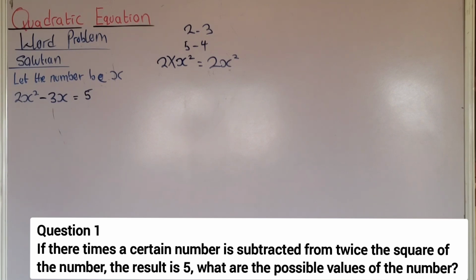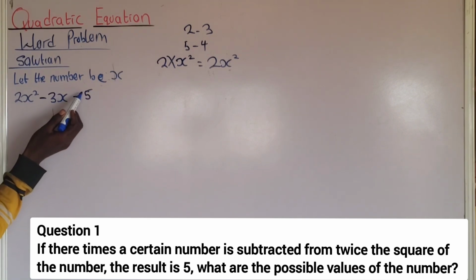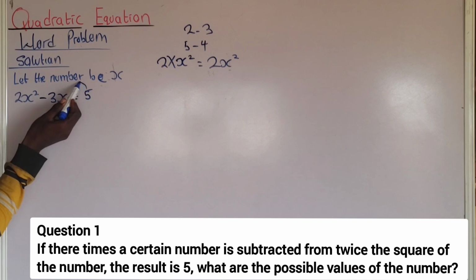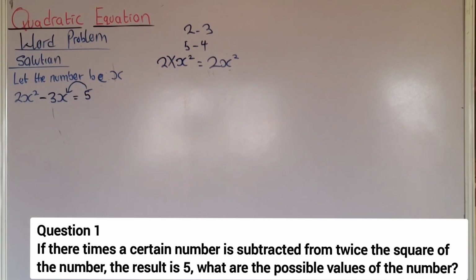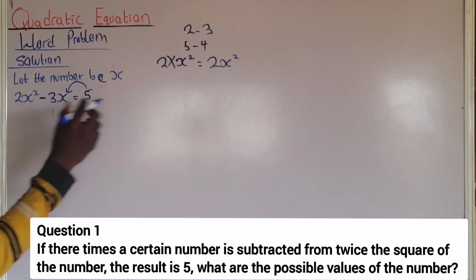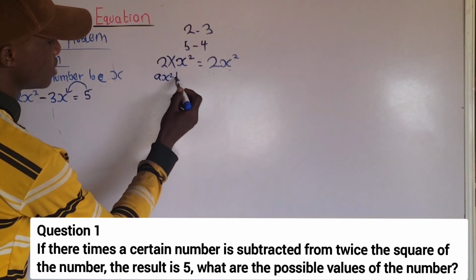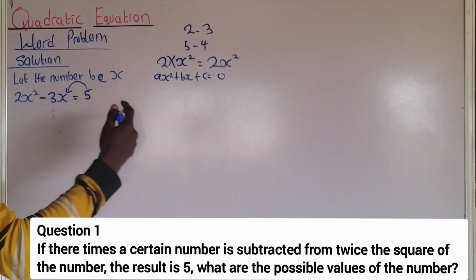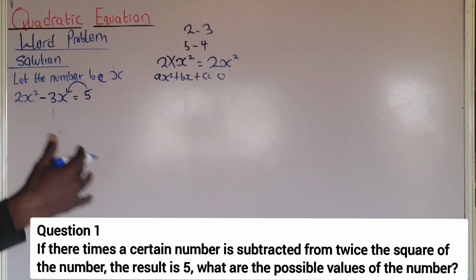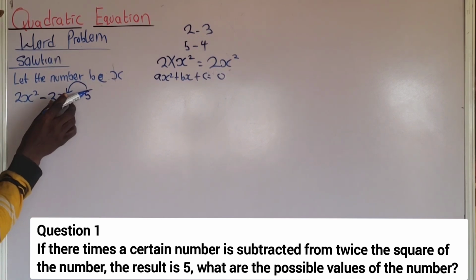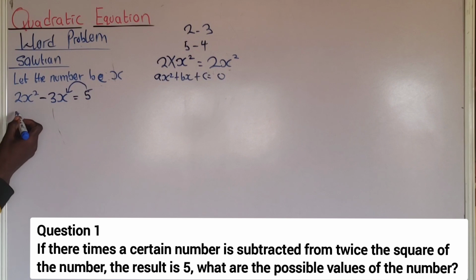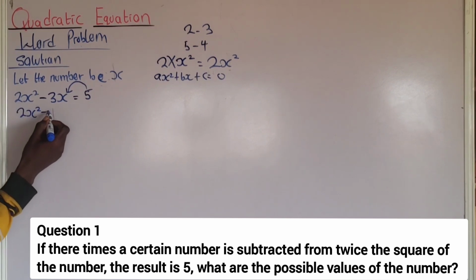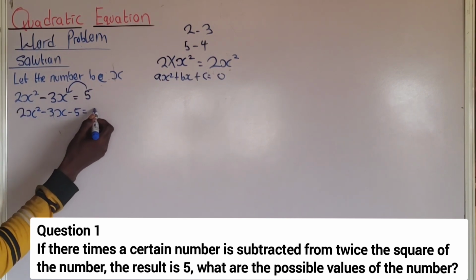Okay? Now, let's proceed. To solve this using the factorization method, I'm going to first bring the constant term to the left hand side of the equation. I want this quadratic equation to look like this: ax squared plus bx plus c. So what I'm going to have at the right hand side of the equation should be 0. So I'm going to move this constant term to the other side, and the quadratic equation becomes 2x squared minus 3x minus 5 equals 0.